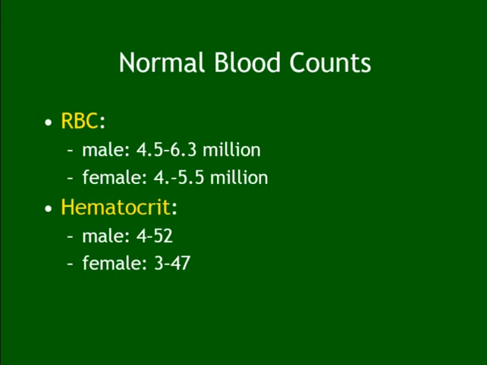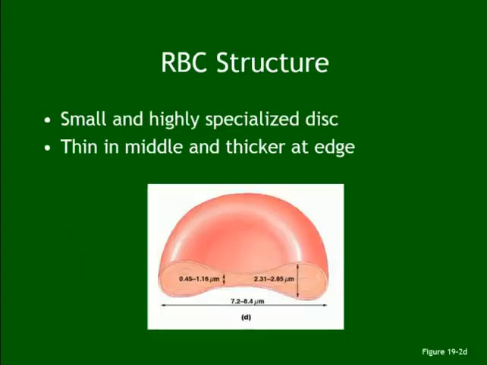And there are normal numbers that we will learn. Normal count, which one will be more? Males. Just take it as a rule. This is like the basics of the blood. Anything in males is higher than females. So count: 4.5 to 6.3 in males and 4 to 5.5 in females. Obviously, it's higher in males. How about the hematocrit? Males 40 to 52, females 37 to 47. Which one is higher? Obviously, males.